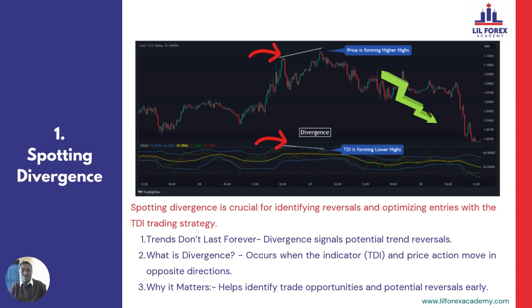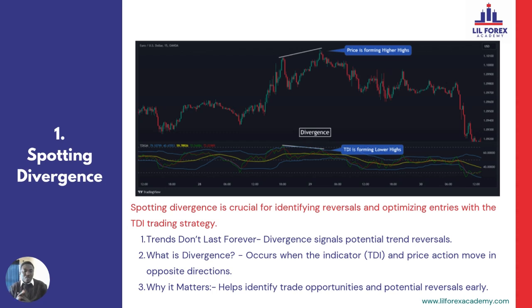So divergence occurs when TDI and price action move in opposite directions. Just as you can see in this picture right here, the chart is clearly giving us a higher high while the TDI is showing us a lower low. I have a video on this as well. I'm going to attach it to the description. So if you are entirely new to forex trading, then you need to see that video so that you understand what divergence is very well.